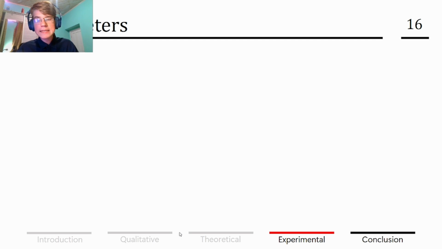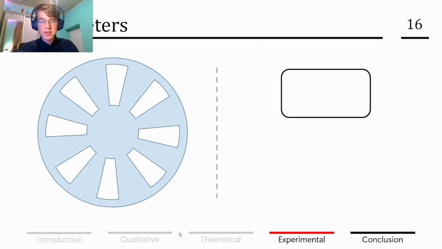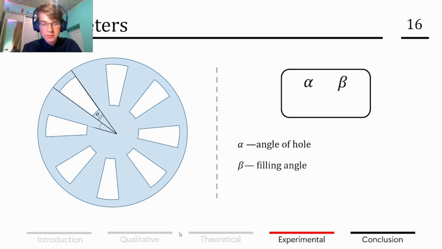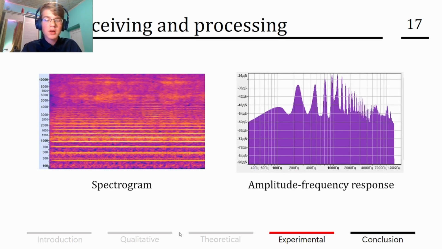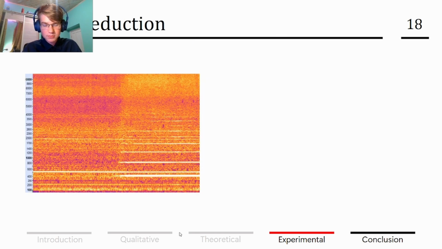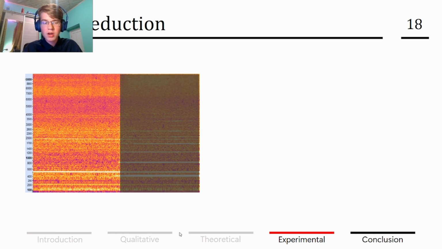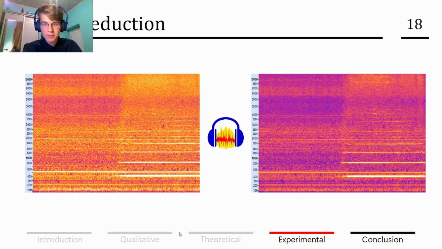Let's consider the parameters of the problem we studied. Among them are angle of hole, filling angle, and angular speed of rotation. We recorded the sound with a microphone. Further, we processed the received recordings using special programs, and then got a spectrogram and an amplitude frequency response. As the sound wasn't clear, we used a special program, Audacity, to remove as much noise as possible.